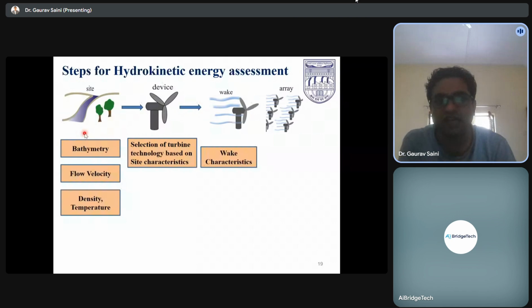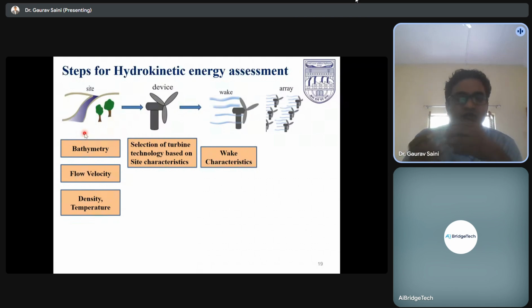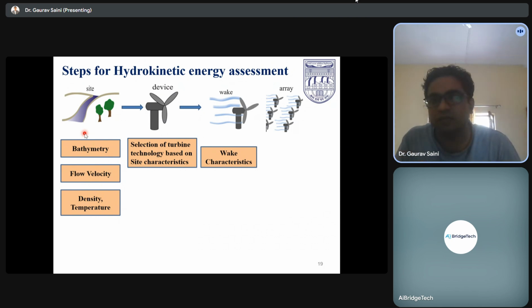Different technologies have different wake recovery distances, because it depends on how much power we are extracting from the water. If the power coefficient is more, then the wake recovery distance may be more, because that is directly related to the velocity reduction. So different technologies have different wake recovery distances. Because we need to install not a single turbine but a number of turbines, we need to have an array of turbines. Similar to wind energy farms, we may create hydrokinetic energy farms.